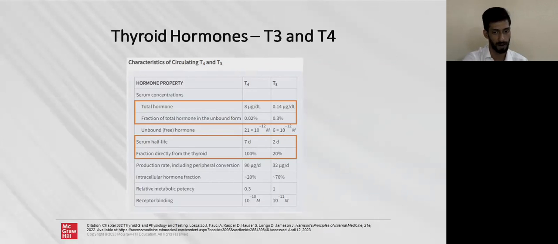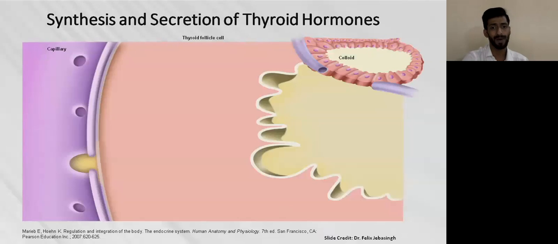The remaining is from your peripheral deiodination. And when it comes to which is potent, T4 is almost like a pro-hormone, which is not really potent. So in terms of potency, it is only 30% as potent as T3 in causing the metabolic effects or the receptor binding.